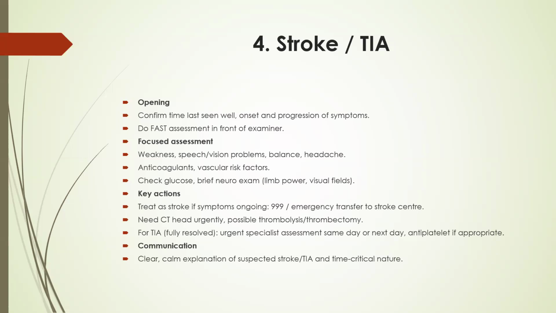Key action, doctor: we are going to treat the patient as a stroke, an ongoing stroke, calling for emergency transfer to the stroke center or nearby emergency department. We are going to explain that you need a CT head urgently, and possible thrombolysis or thrombectomy, whatever, as per the scenario. But for example, for the TIA, doctor, which is resolved, what will you do?